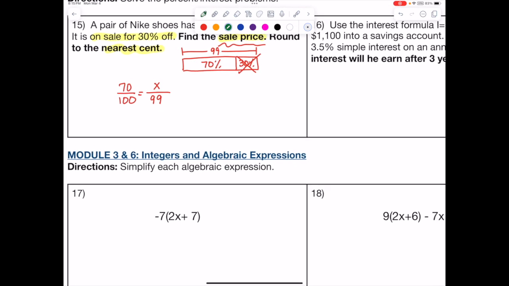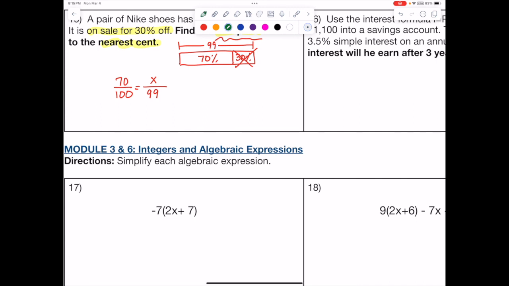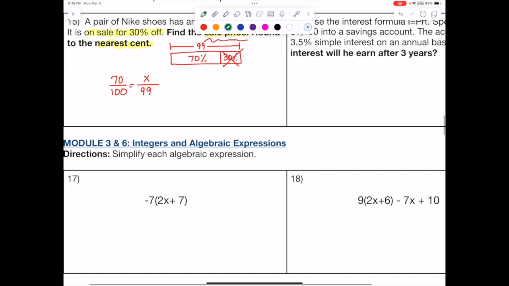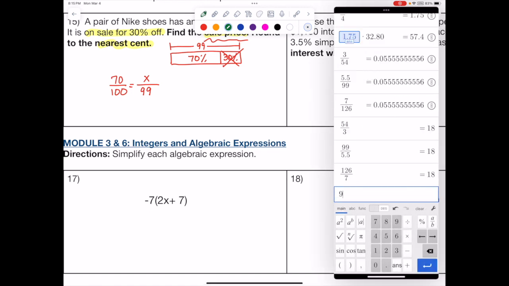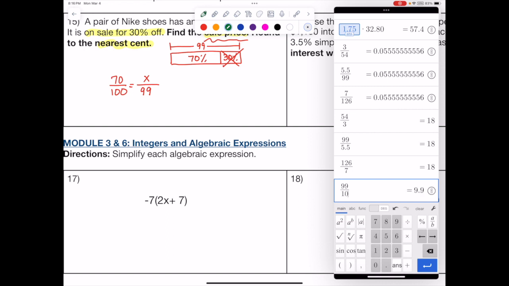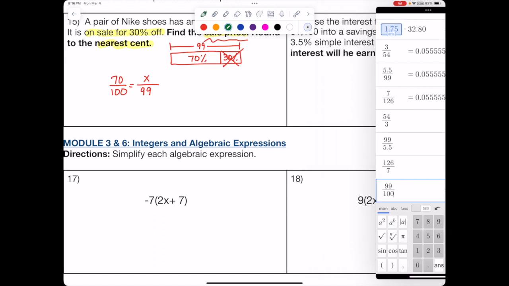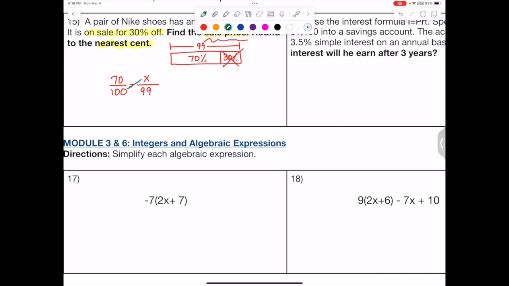Okay, and so you can try to find the multiplier if you want, or you can cross multiply either way. Let's look at some of our options. Let's do 99 divided by 100, and if we do that, you have 0.99 as your multiplier. So you could do it that way, or you can just cross multiply.